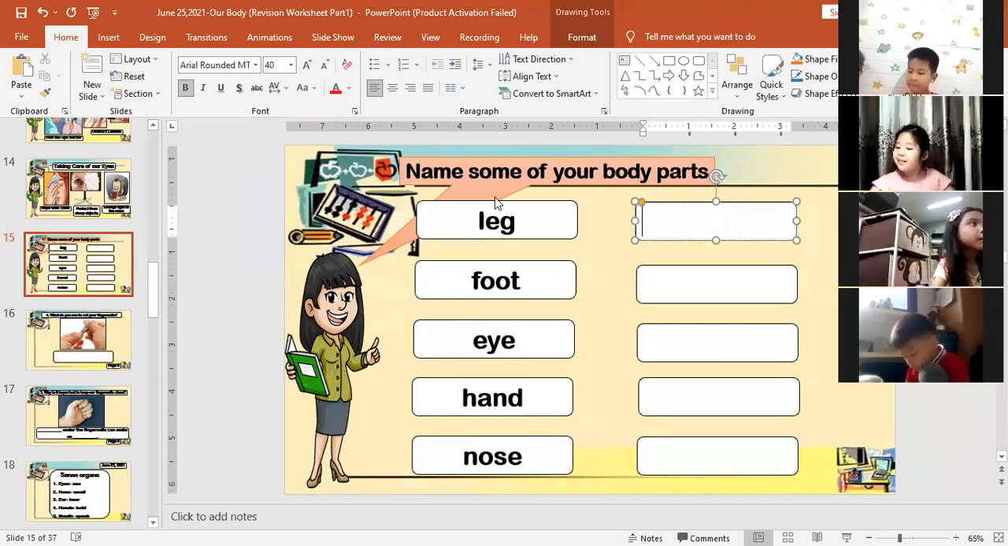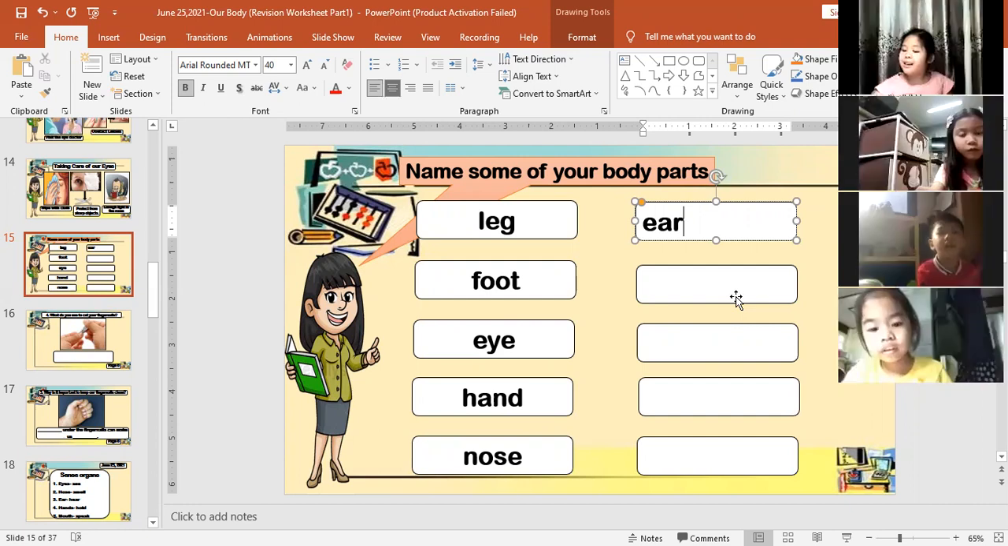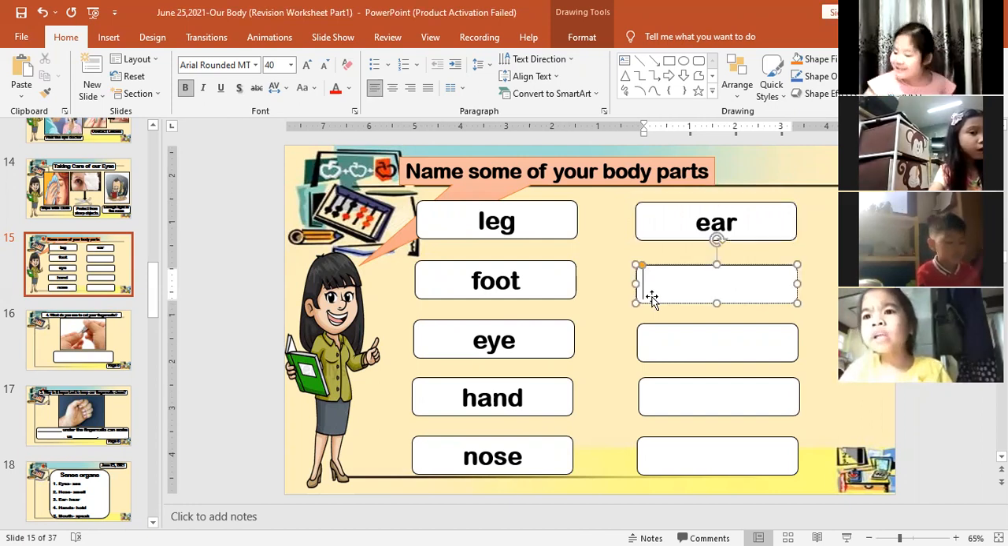Pana. Ear. How do you spell ear? E-A-R. Next one. What part of the body? Toe. How do you spell toe? T-O-E. Okay, very good. T-O-E.